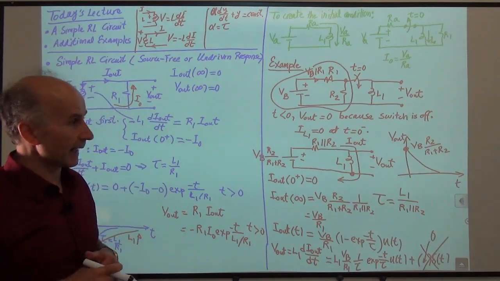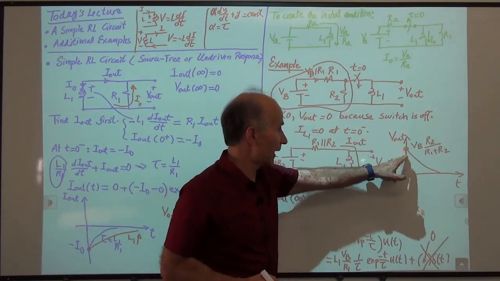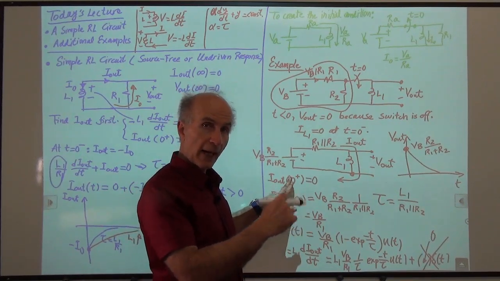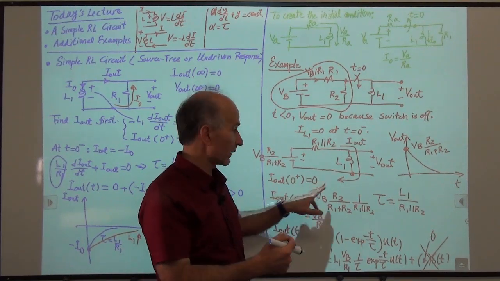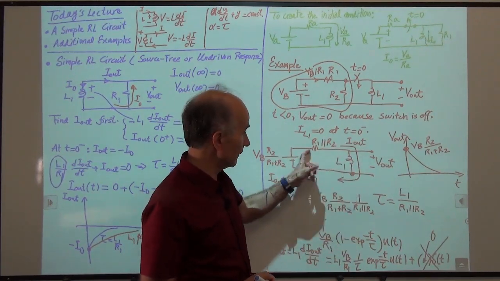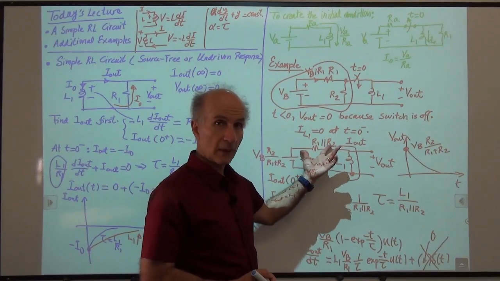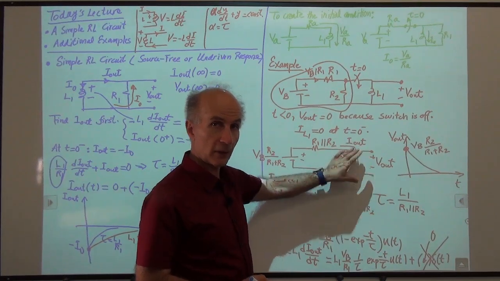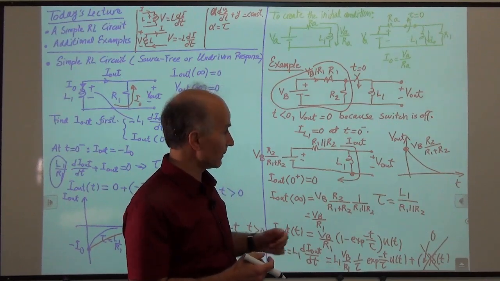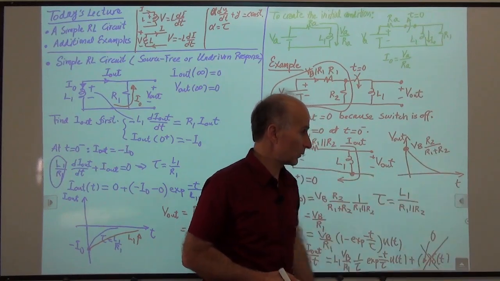Okay, so before leaving this example, why is it that the initial value of V out is this much? This is because at time 0 plus, the current through the inductor is still 0. If this current is 0, this current is 0. If this current is 0, this voltage drop is 0. If this voltage drop is 0, this voltage is equal to this voltage. So V out is that much. As time goes by, the voltage across the inductor drops, so it drops towards 0.